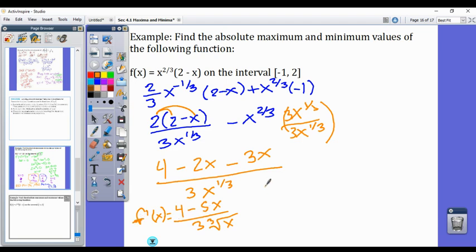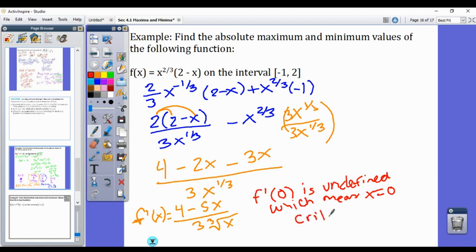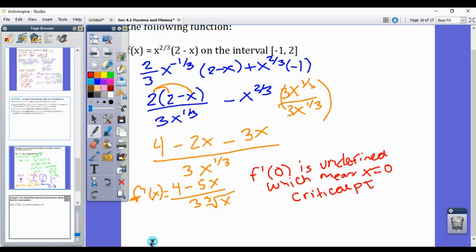Okay, so now that we have that, one thing that I want you to notice is since we have a fraction, we know that we cannot have 0 in our denominator, because we are not allowed to divide by 0. So that means f prime of 0 is undefined, which means x equals 0 is a critical point.